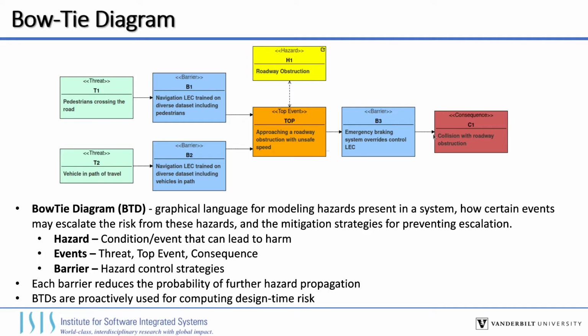Then our second line of defense would be our emergency braking system. So if our emergency braking system detects that we are approaching an obstacle unsafely, it will override and stop the car. If this barrier also fails, then the consequence may occur. So effectively, each barrier here just reduces the probability of the hazard propagating further into the graph.